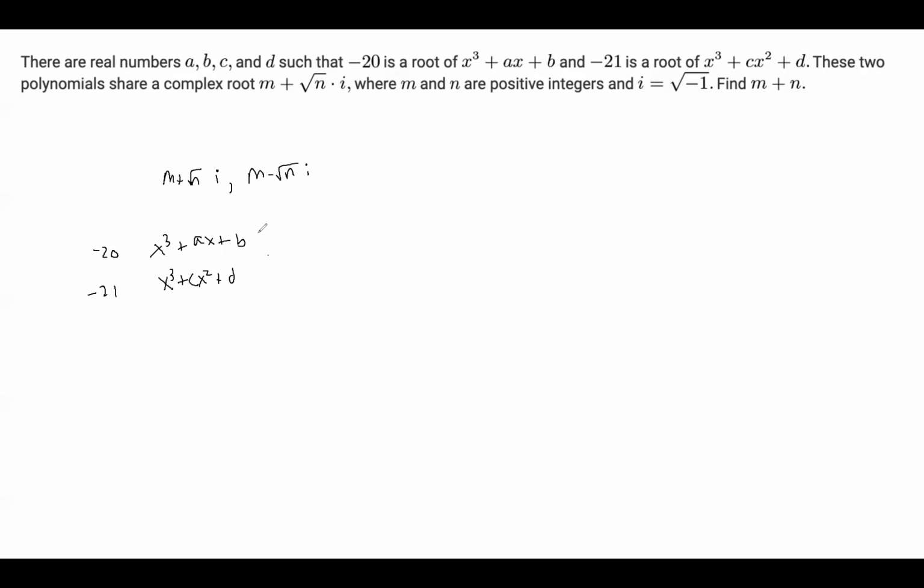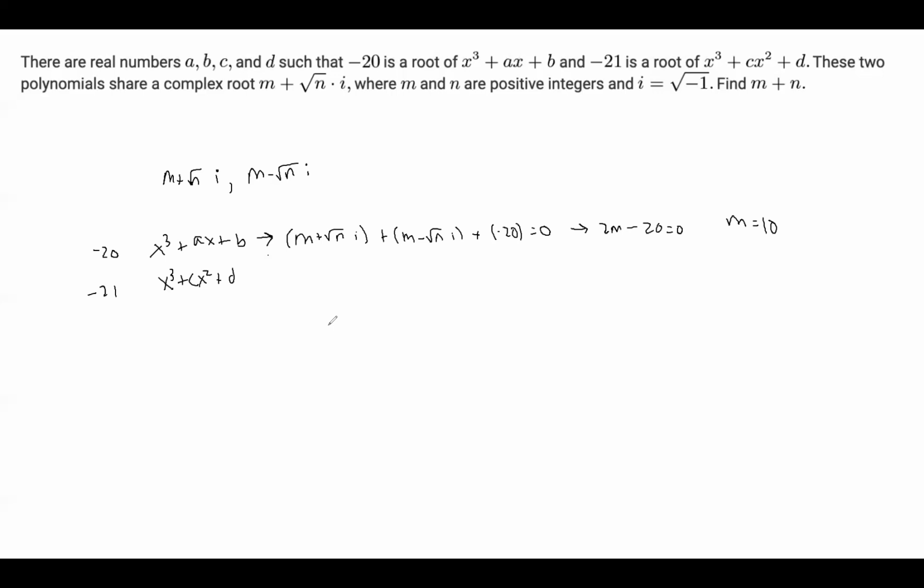Now in this first polynomial, the coefficient of the x squared term is 0, which means that the sum of the roots is 0. And that means that m plus square root of n i plus m minus square root of n i plus -20 equals 0. And from that, we can get 2m minus 20 equals 0, or m equals 10.